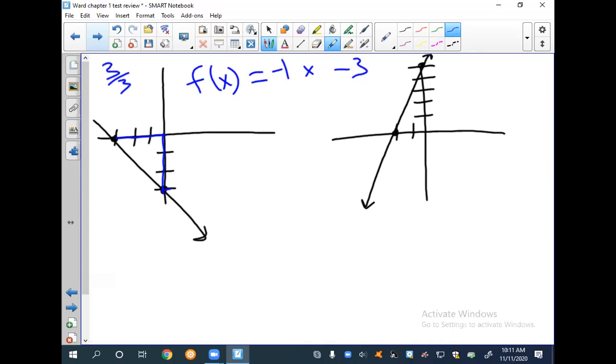Let's try the next one. I'm going to put f of x because I don't want slope intercept form. I want function notation. What's my y-intercept? This negative, or this -2, or this what? 1, 2, 3, 4, 5. 5. It goes in the back.